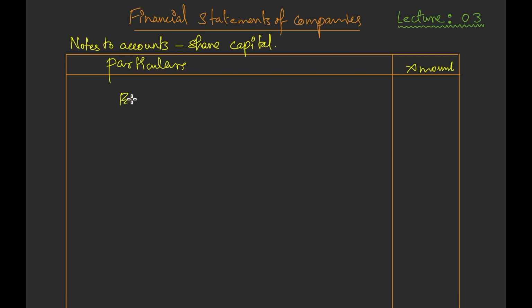like equity shares, preference shares, and for each class of share capital, that is for each class of equity shares or each class of preference shares. So what do you mean by different class of shares or different classes of share capital?